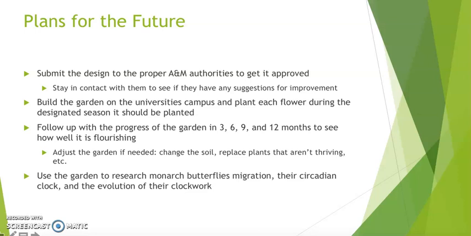And then we can follow up with the progress of the garden every 3 months, so in 3, 6, 9, and 12 months, to see how well it's flourishing and change or replace anything that needs it. And then the lab that we're working with can use this garden as research for the monarch butterflies' migration, their circadian clock, and the evolution of their clockwork.